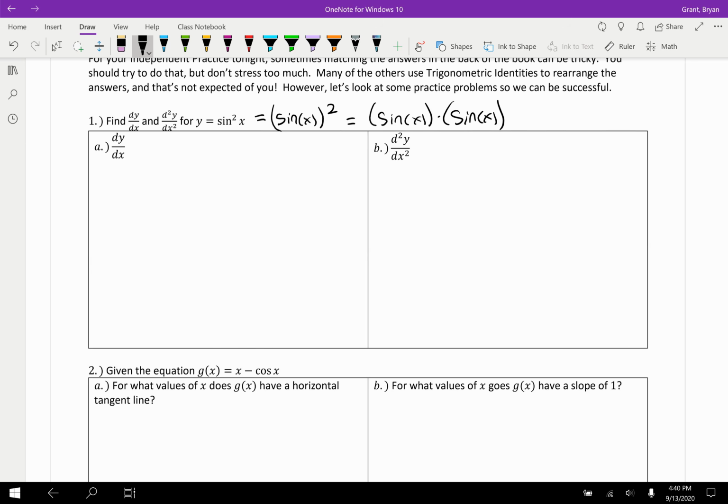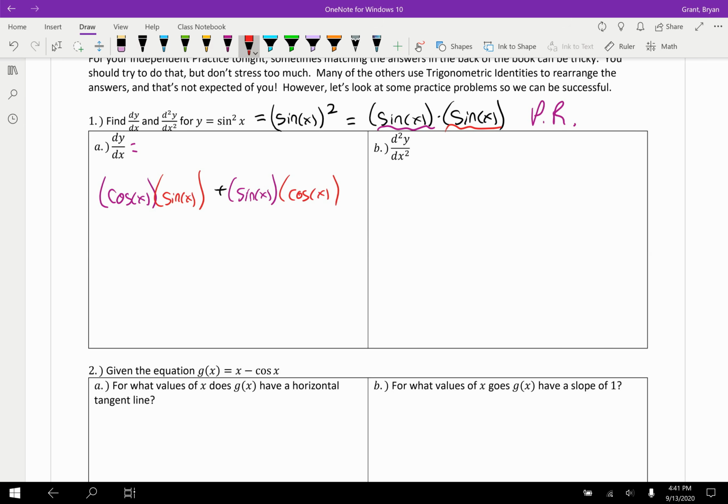So how do we take the derivative? Well, of course, we'll need the product rule. How do we do the product rule here? Well, we have 2 functions that are multiplying. Let's see what it looks like. The derivative of the first function first is going to be cosine, and then we're going to keep sine the same. And then plus, now we keep the first one the same, which is sine of x, and we do the derivative of the second one, which is cosine of x.